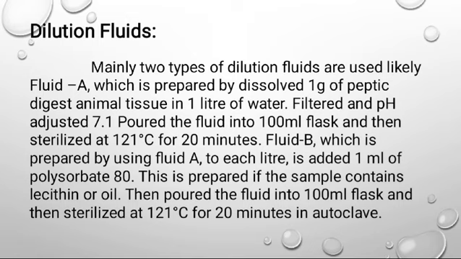Fluid B, which is prepared by using fluid A. To each liter is added 1 ml of polysorbate 80. This is prepared if the sample contains lecithin or oil. Then pour the fluid into 100 ml flasks and sterilize at 121 degrees Celsius for 20 minutes in an autoclave.